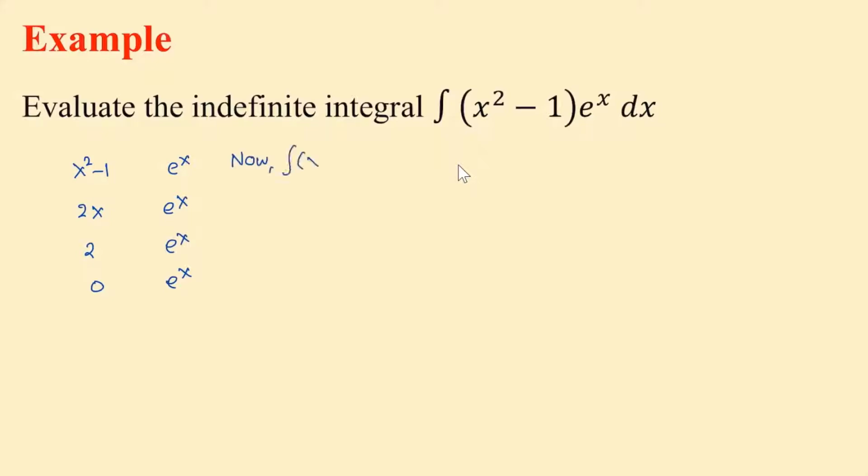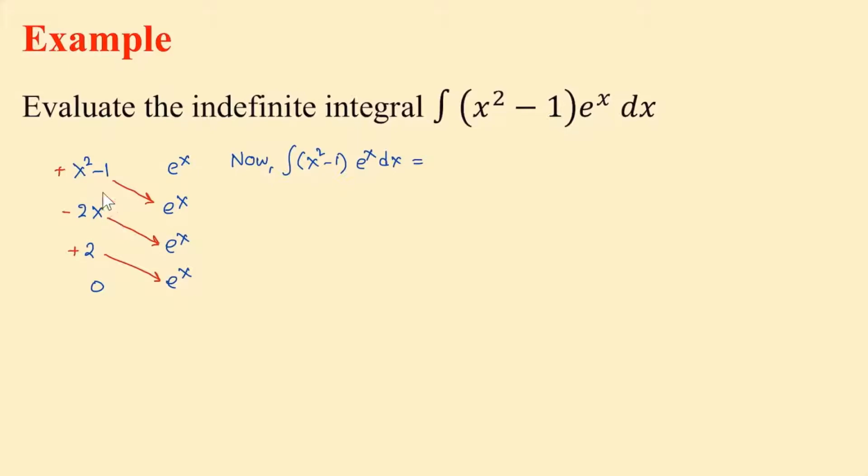Now the integration of x squared minus 1 e to the x dx will be equal to, what we do is we multiply like this. We multiply like this. So x squared minus 1 multiplied with e to the x, 2x multiplied with e to the x, 2 multiplied with e to the x, and because there is 0 after that, everything will be 0. So we just need these three. We consider the first one as positive, second as negative, third as positive. If we have more, we'll continue changing the sign.